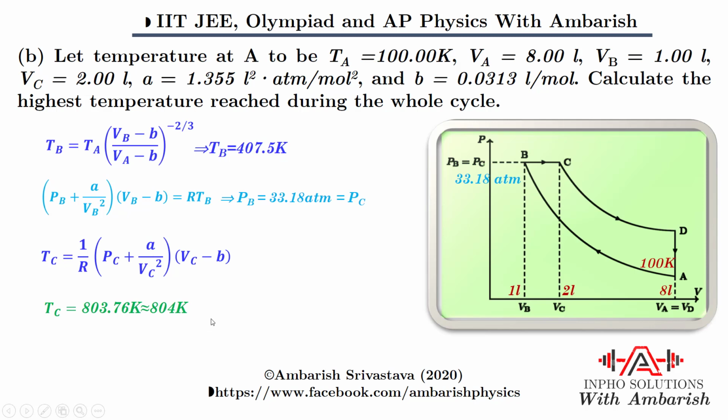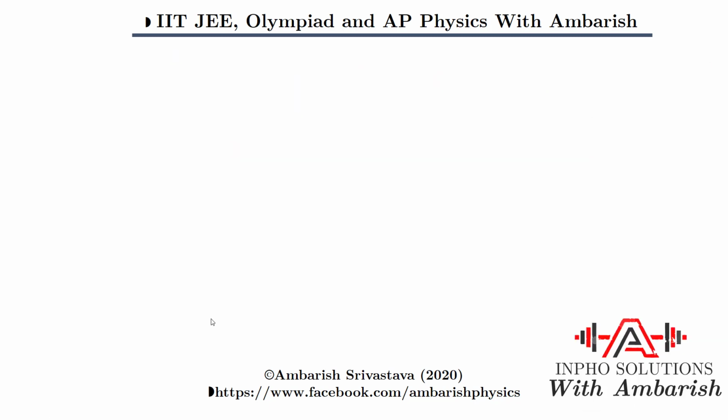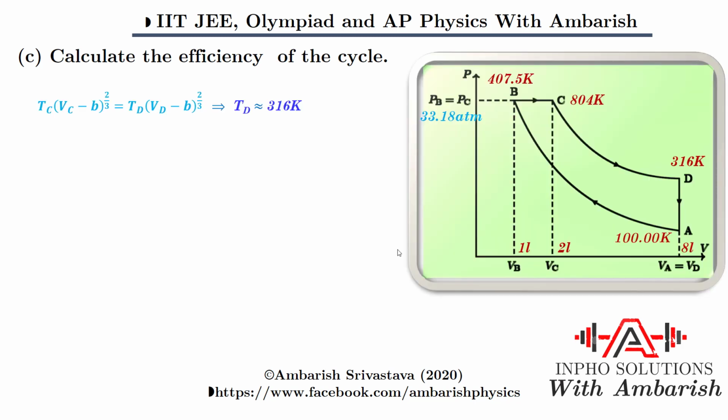Now what about the next part? In the next part, we are supposed to calculate the efficiency of the cycle. Now what is the cycle efficiency? You know that cycle efficiency is nothing but work output divided by positive heat input. Okay, so now in this, because there are two adiabats, our job becomes very simple. You know that C to D is an adiabatic process and A to B is also an adiabatic process. That means what? There is no heat being exchanged along the paths CD and AB.